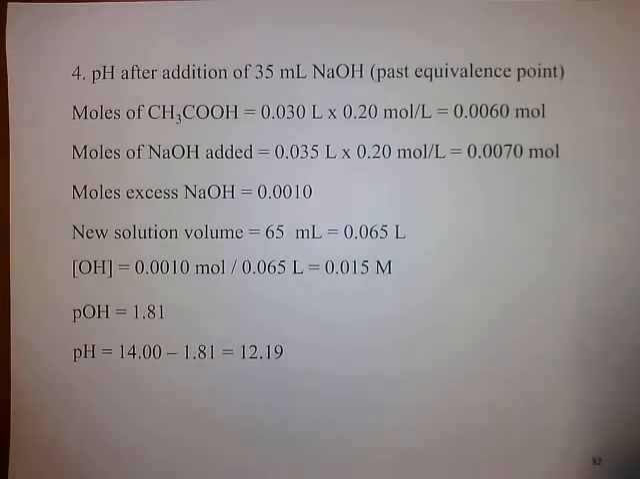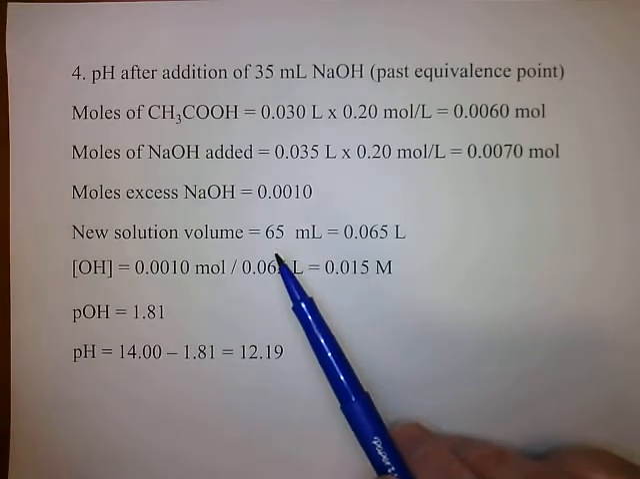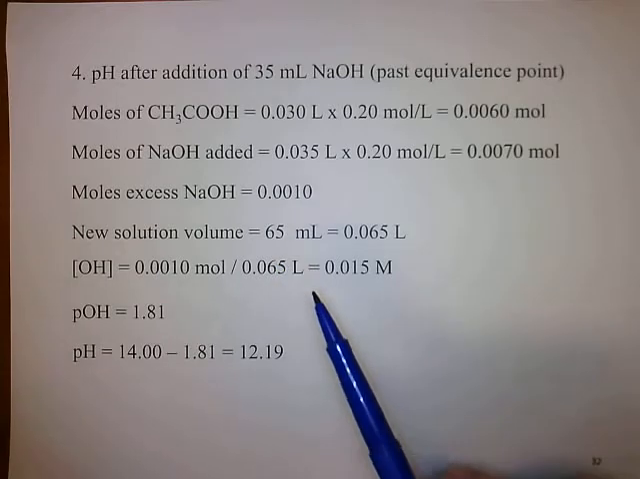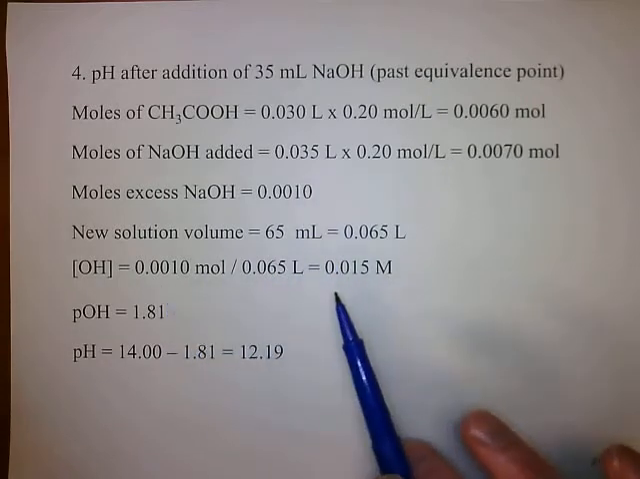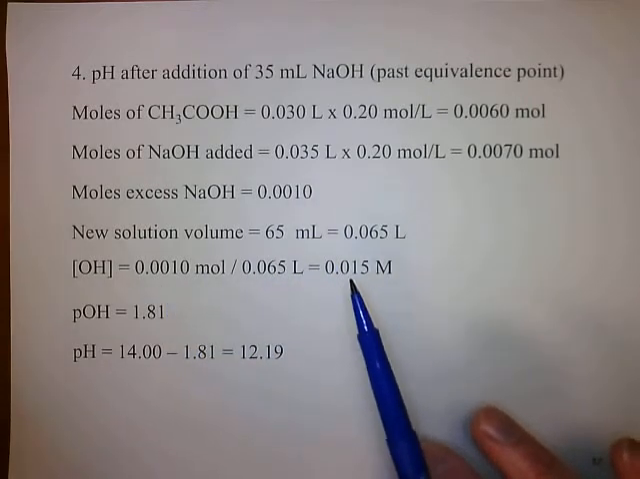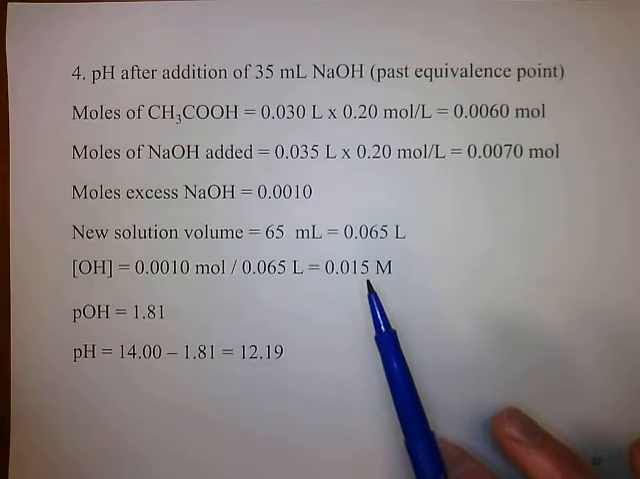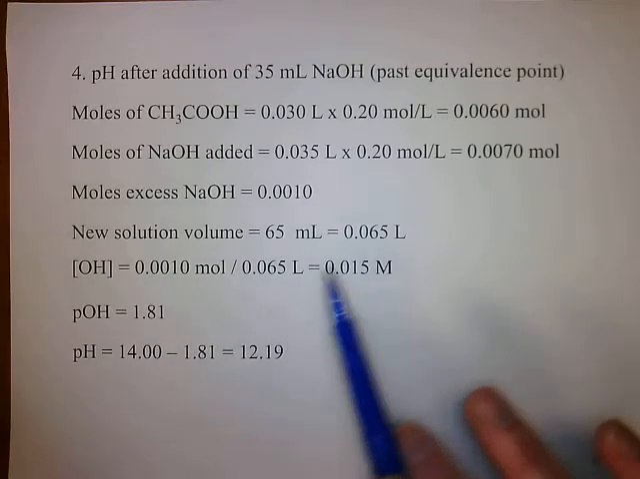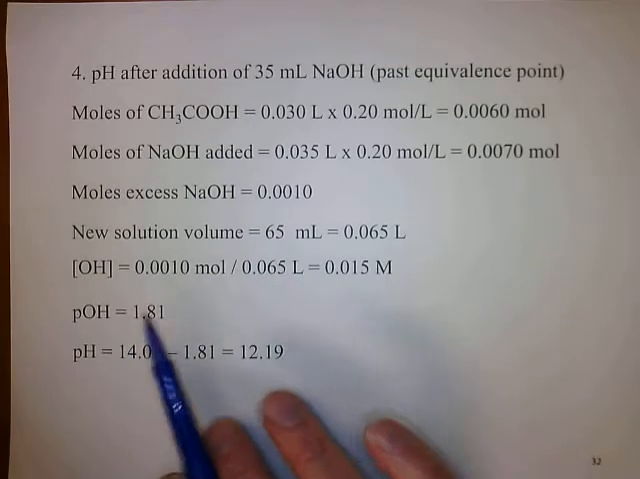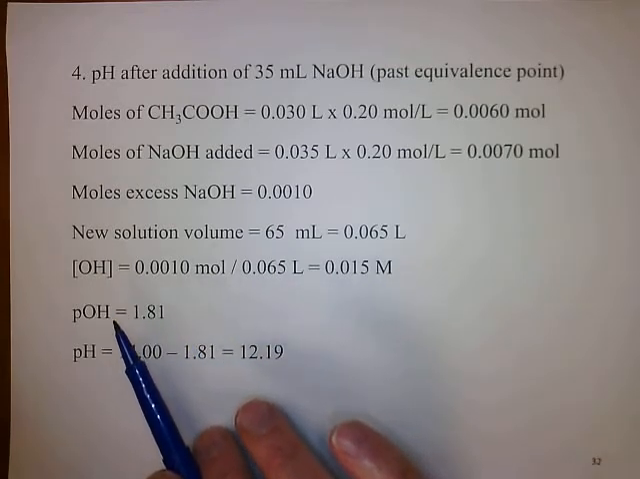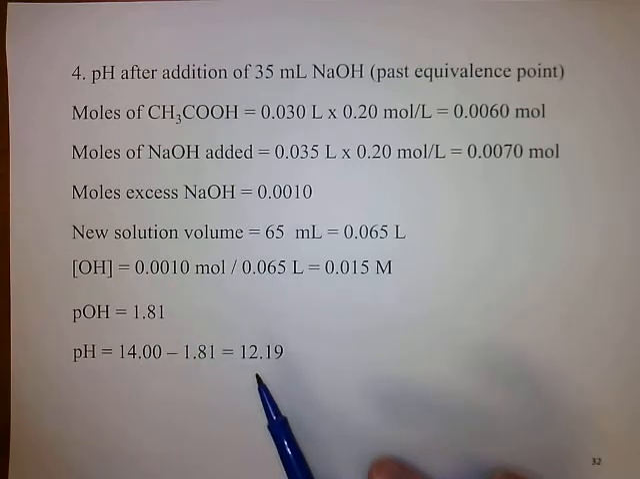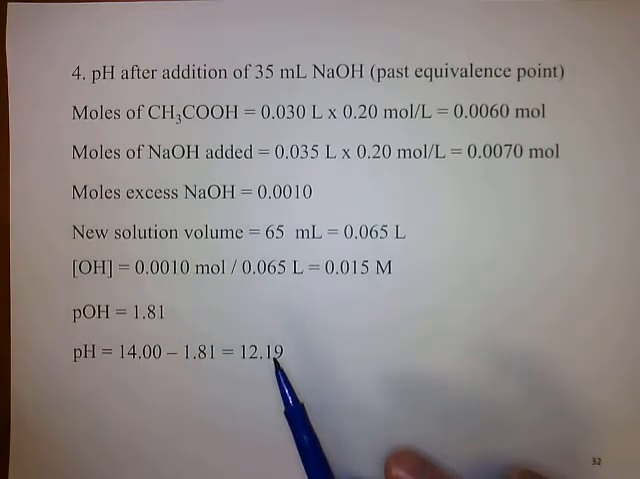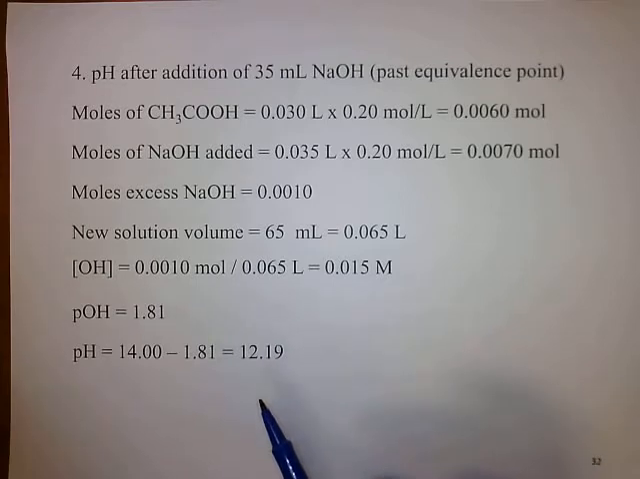So what's our new solution volume? We started with 30 mL. We've added 35 mL. So the new volume is 65 mL, which is 0.065 liters. You divide the moles by the volume. That's 0.015 molar. So remember, this represents hydroxide. You take the negative log of that, you're getting the pOH. That's 1.81. Subtract that from 14, and that's 12.19.